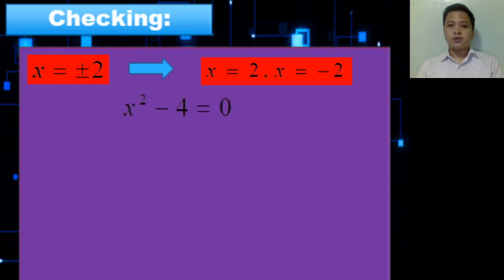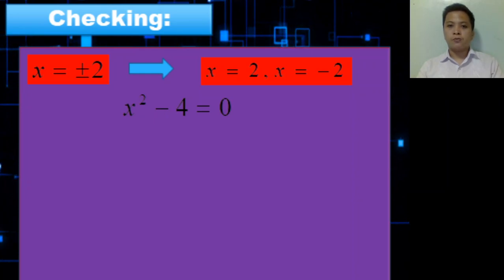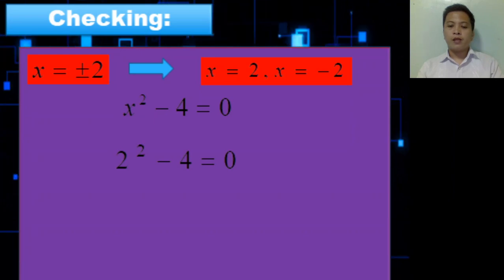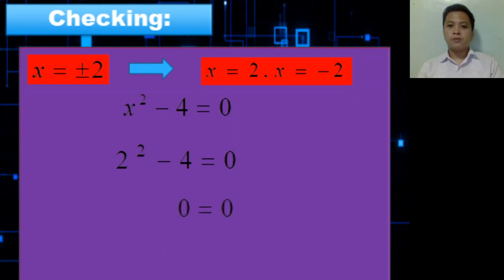The original equation in example 1: x squared minus 4 is equal to 0. First, we will use positive 2. Substitute 2 into the equation. We will have 2 squared minus 4 is equal to 0. Solve. 0 is equal to 0.